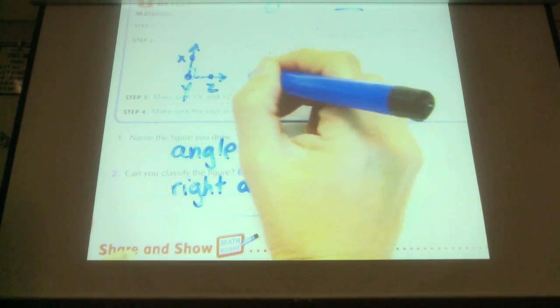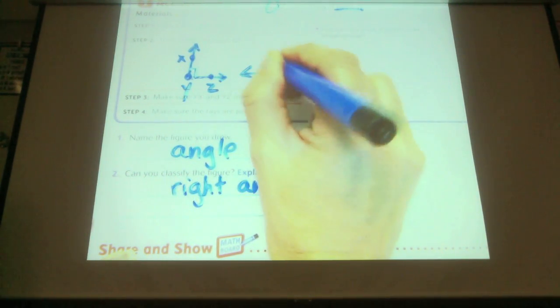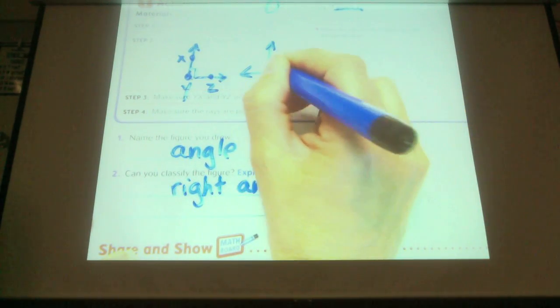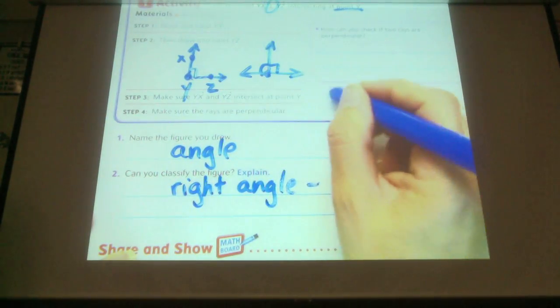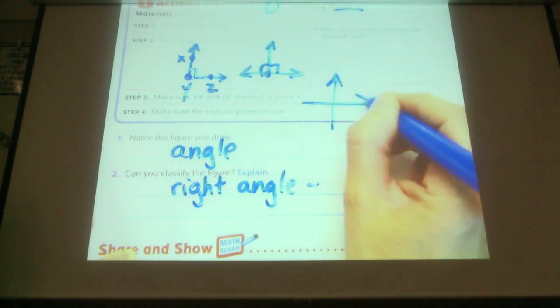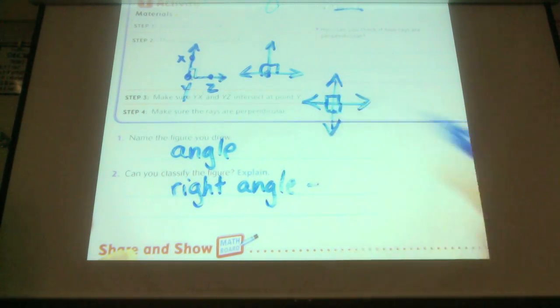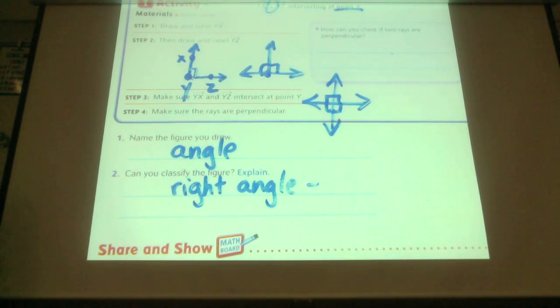Remember I said if we had a line and a ray, this would also be considered perpendicular. We could call that perpendicular, and then we have two. And if we have two full-on intersecting lines, then we have how many right angles? 4. Part of the definition. They form a right angle.